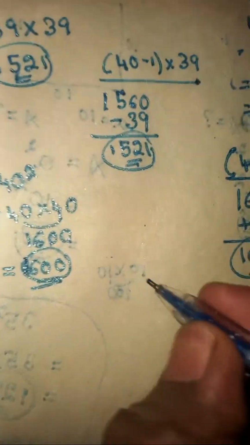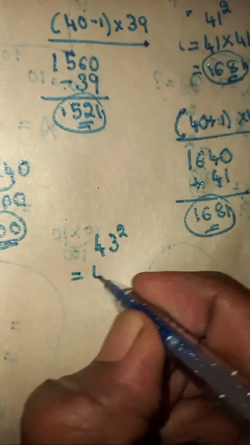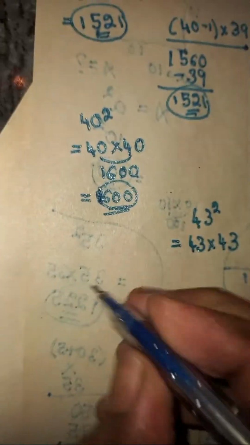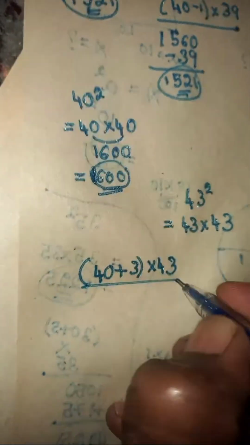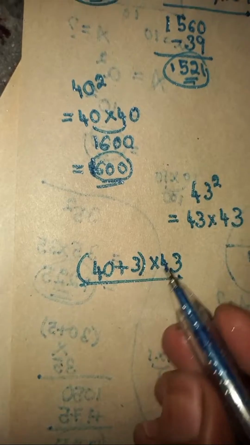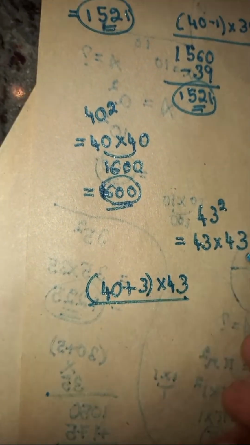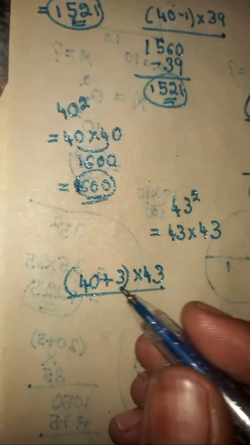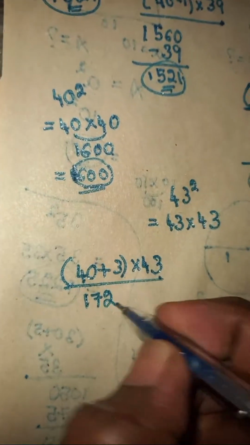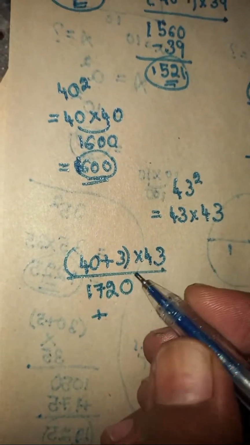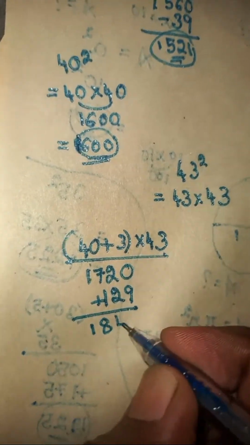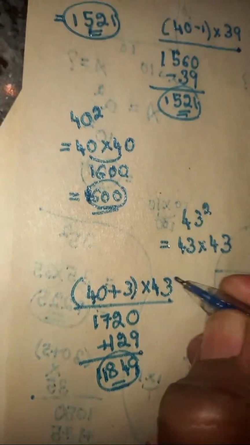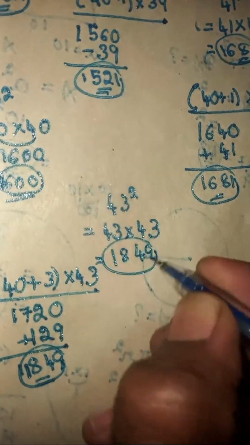Let's write what is 43 square. 43 square can be written as 43 times 43. Now let's split and write it as 40 plus 3 times 43. 43 times 40 is 1720 plus 43 times 3, that is 129. When you add it, you're going to get 1849. So this is completely equal to 1849.